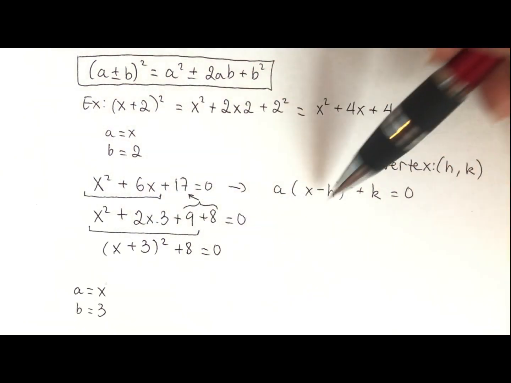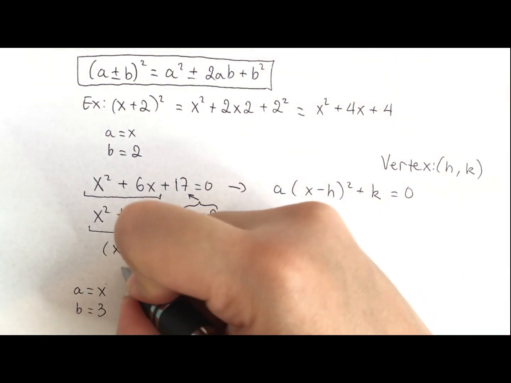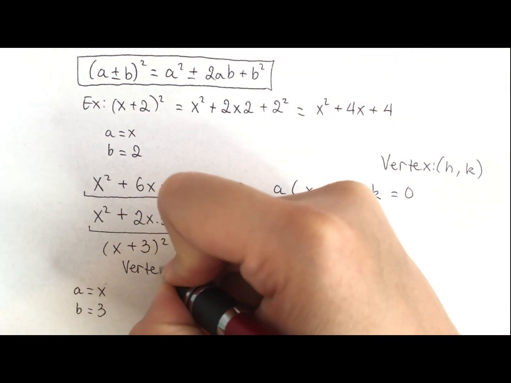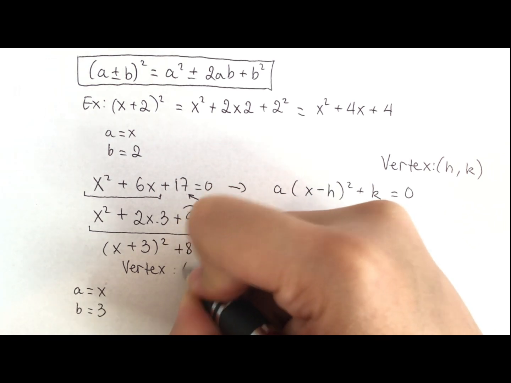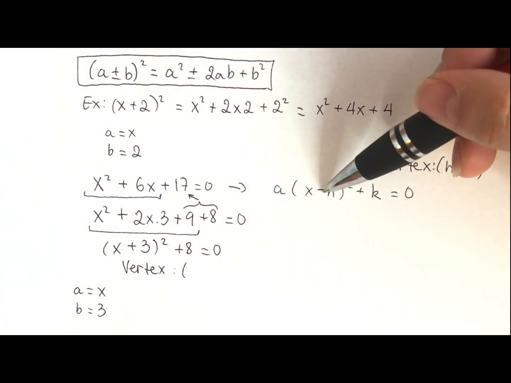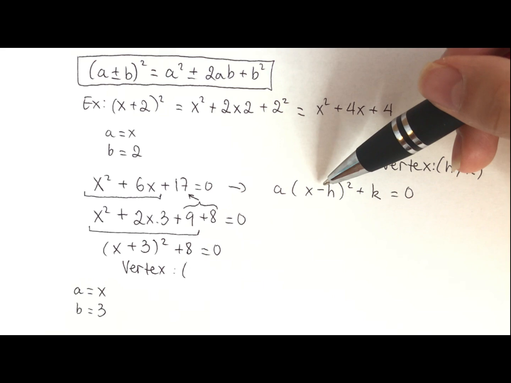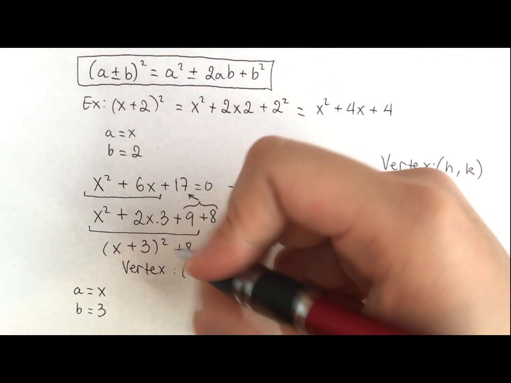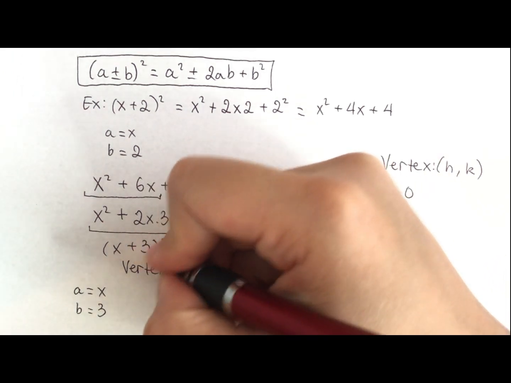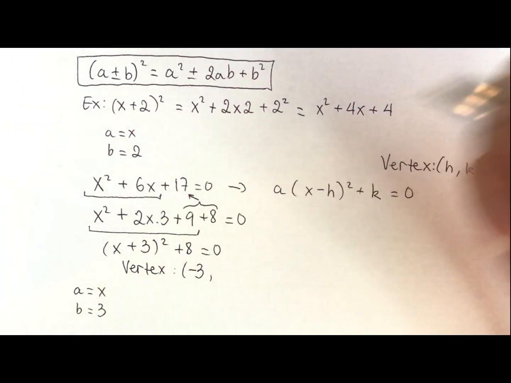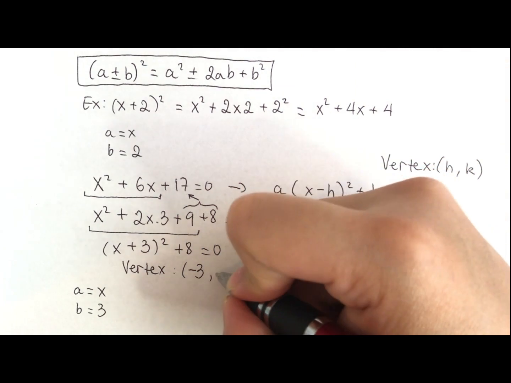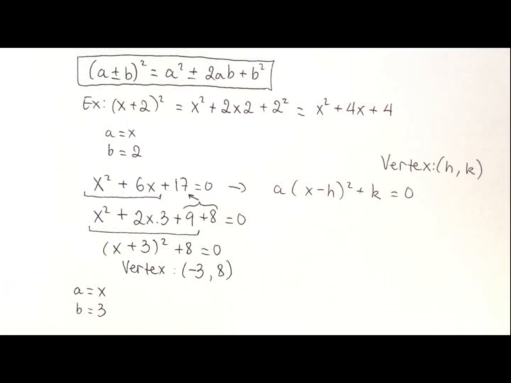So now we are on this side, and in this case our vertex would be, you see the negative sign right here means the opposite or the negation of the number. So in this case it will be negative 3, and k, which is 8. And that's how you complete the square.